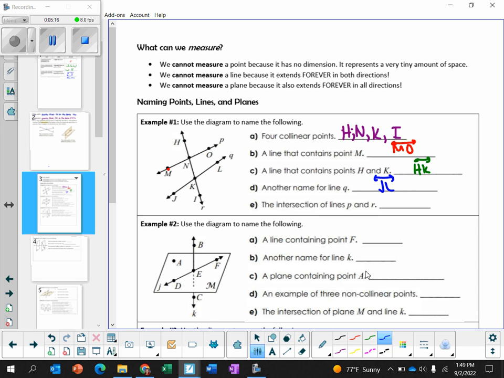And the intersection of lines P and R. So R is the one that's going up and down here. Here's P. So where they meet is at point N.